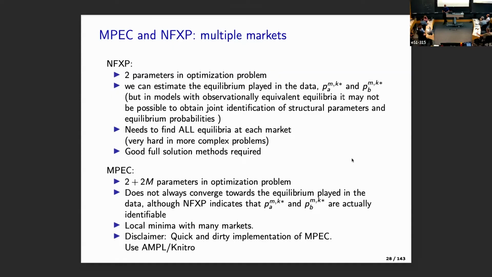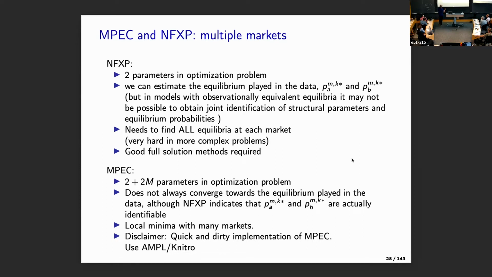Okay, so here's a little bit of a conclusion on the comparison of these two methods. So you've got NFXP, well, it has to search over two variables, the two structural parameters. MPEC, well, it's a constrained optimization problem. There are more variables. There are the two structural parameters, and then there are the investment probabilities for each of the players. So that's 2 plus n. For multiple markets, that kind of grows. It can be done here in this medium size example. Okay, now we can't estimate the equilibrium played in the data.